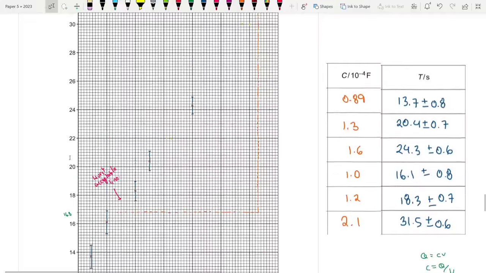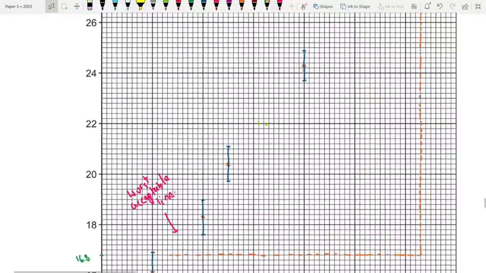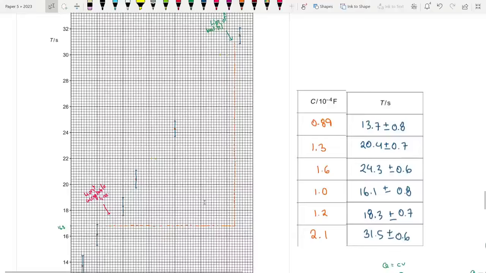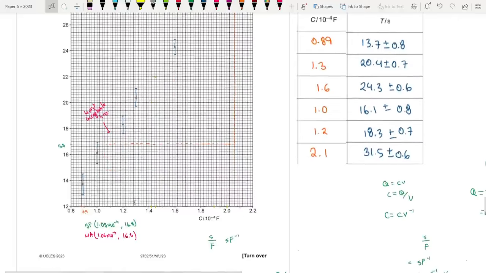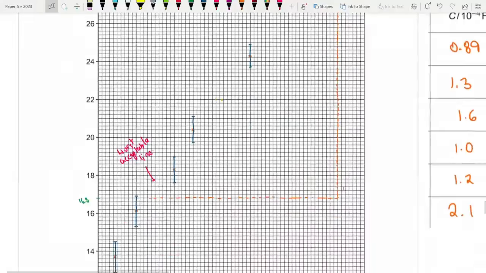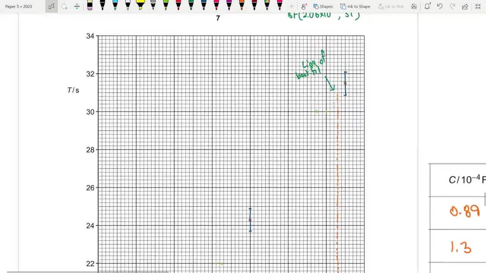Then for 1.6 we have 24.3, 1.5 boxes above 24. Then 2.1 we have 31.5. 2.1 is in between 2 and 2.2. We have 31.5, which is in between 31 and 32.